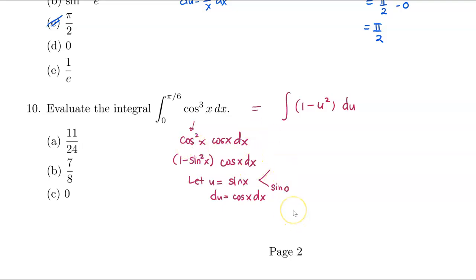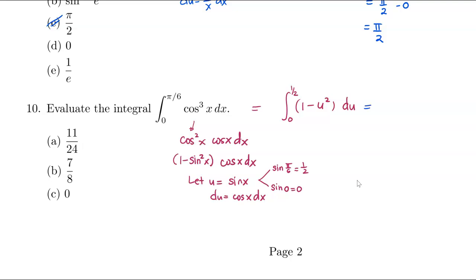And what is sine of 0? Sine of 0 is just 0. Then the upper limit, copy sine, and then you plug in pi over 6. Sine of pi over 6. And what is sine of pi over 6? Sine of pi over 6 is 1/2. And so you have 0 to 1/2 as your new limits of integration. Then you can proceed to compute for the given integral.